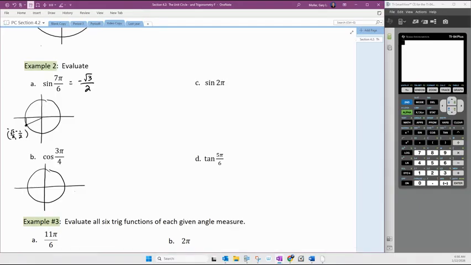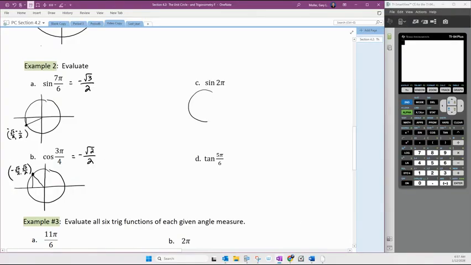We already know the answer is root 2 over 2, but let's think about the positive and negative of it. 3 pi over 4 would be sitting right here, and this is going to be root 2 over 2, comma, root 2 over 2. But the x value is negative. Cosine is the x value, so we're looking for the adjacent side, the x value over 1, which is negative root 2 over 2.